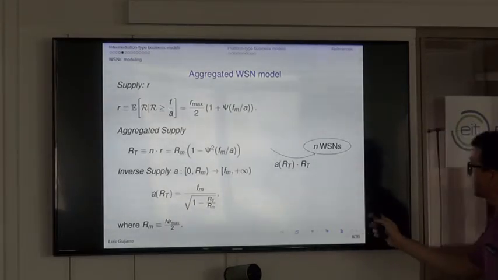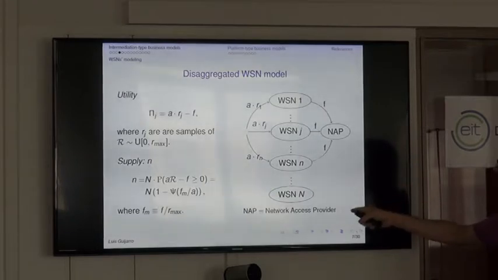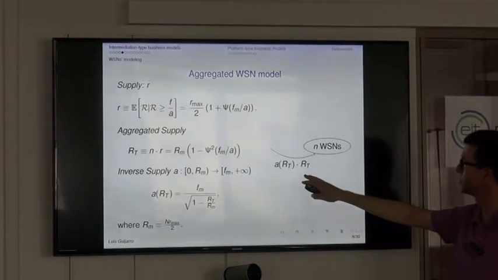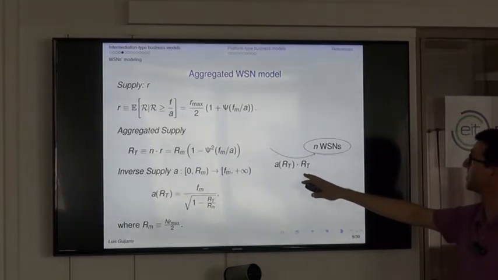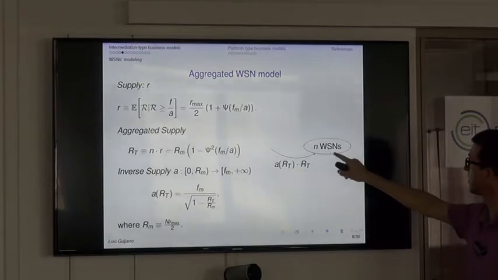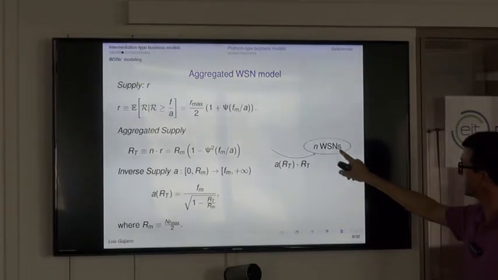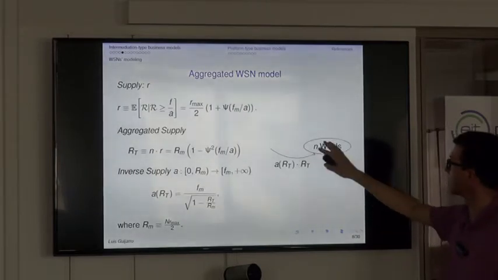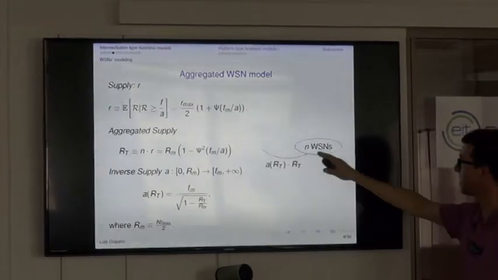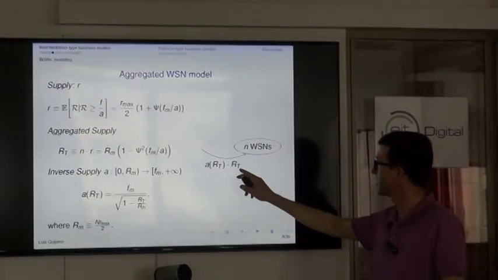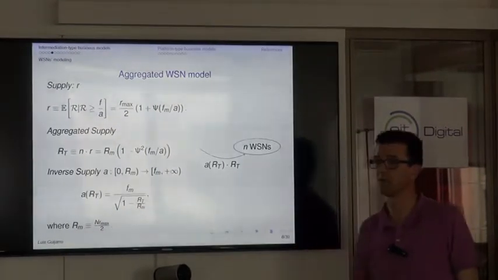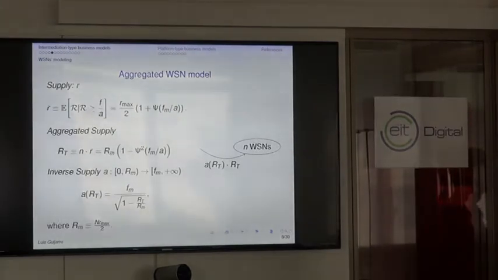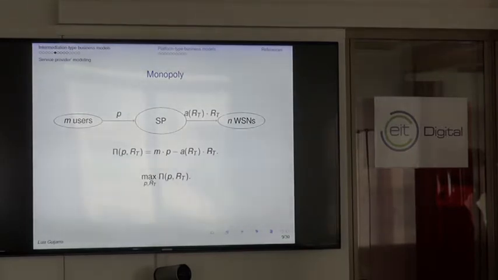That means that all this disaggregated model can be compressed and replaced by this aggregated model, where only those sensor networks that connect to the service provider are present, and where the total payment is given by RT times the inverse supply function. Okay, so far these are the second agent.